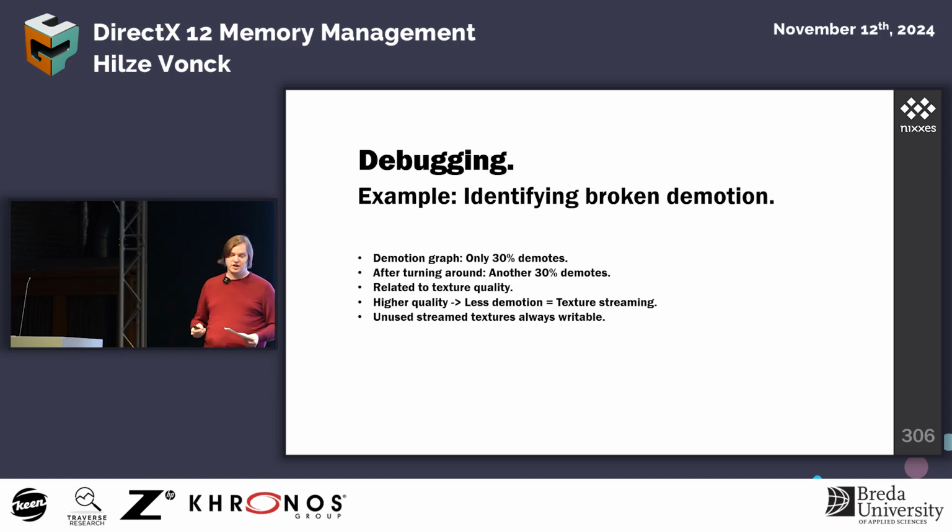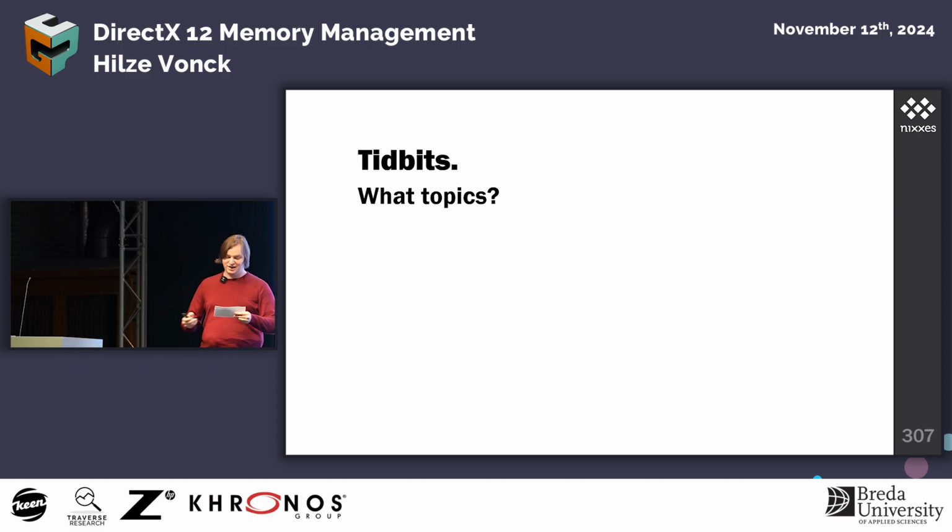I checked it out, and I noticed that streamed-in textures were always marked as writable the moment that the MIP streaming was done. This actually resulted in the opposite behavior that we wanted. Resources which were in view were demotable, while resources that were never used for rendering were not demotable. So I added the missing transitions, and the demotion system worked as intended again.